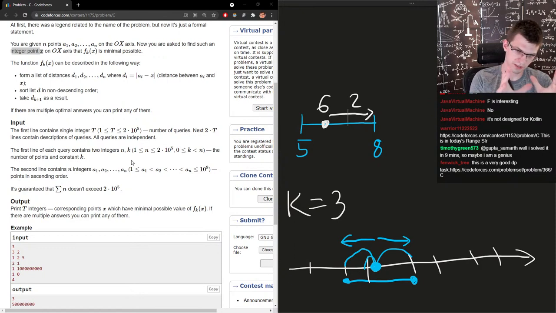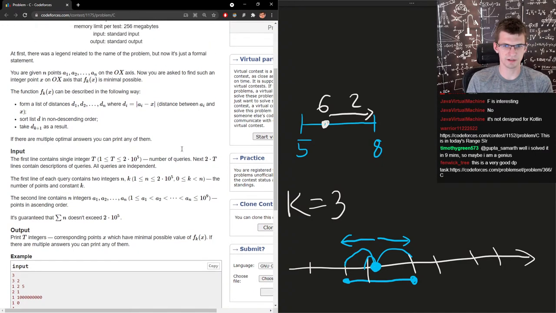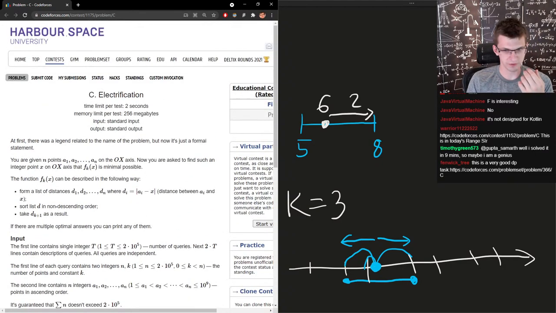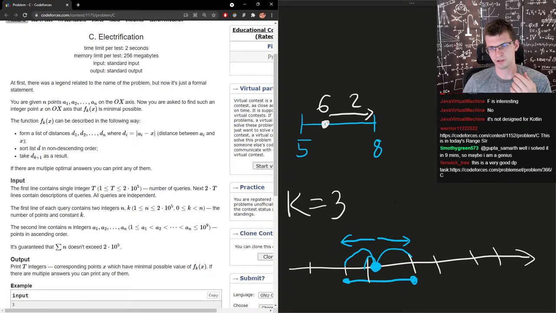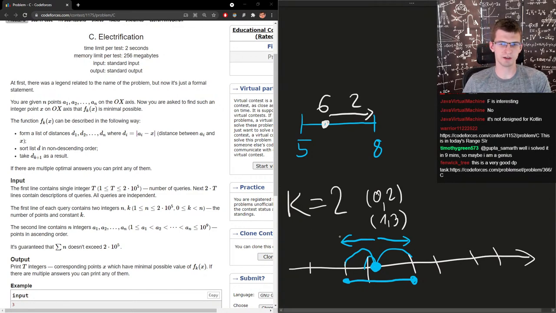So I should just look at every k consecutive points, or k plus 1, because for some reason they decrease k by 1. Look at k plus 1 consecutive points. Compare first with the last of them, grab the middle of them, and say that this is a possible answer. So for k equal to 3, I would consider a0 with a2, a pair of indices 0, 2, 1, 3, and so on. And that's actually, in the input, that would be represented by k equal to 2.